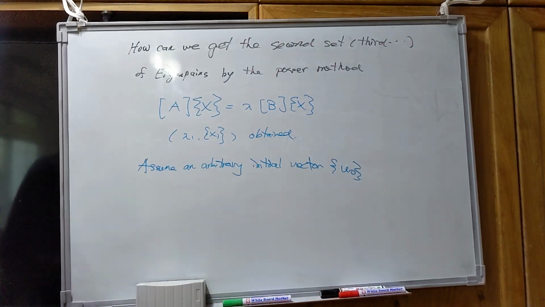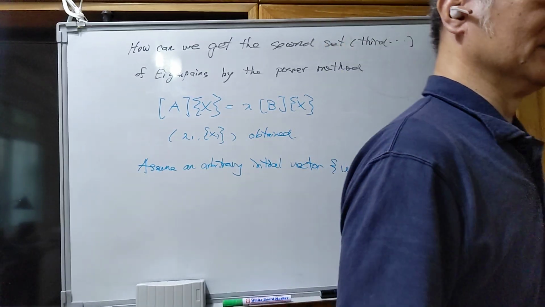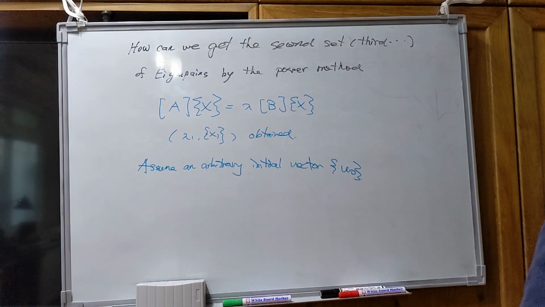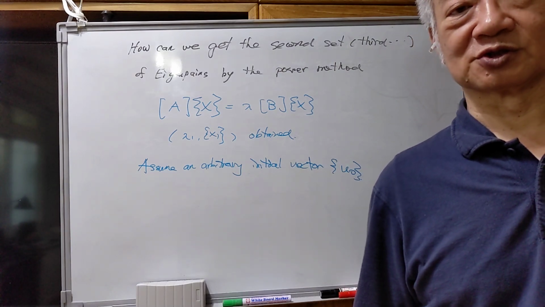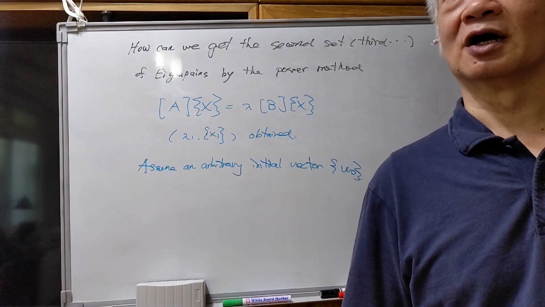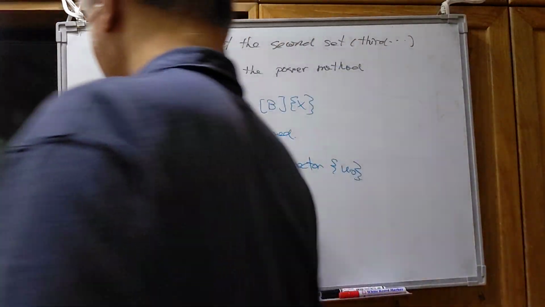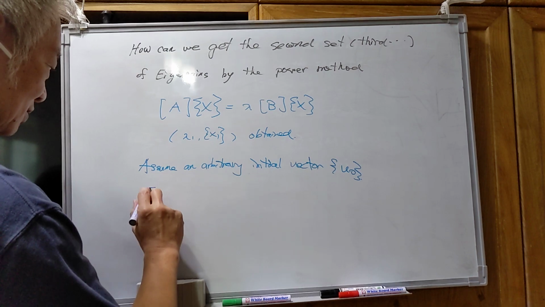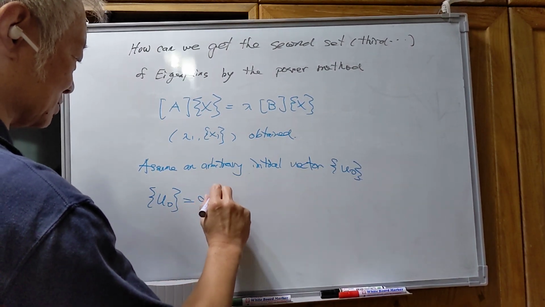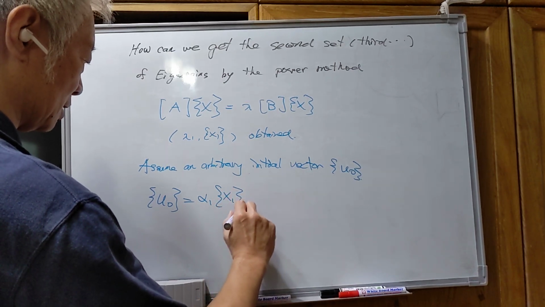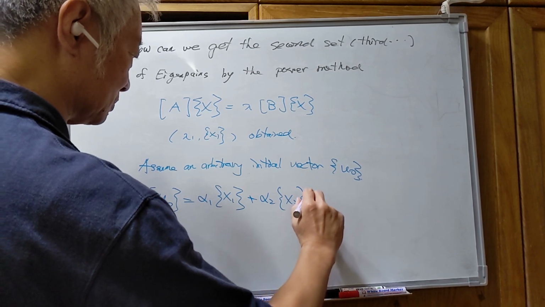Okay, so we can assume an arbitrary initial vector. You can assign any values to the elements of the U0 vector. It doesn't matter. Remember, the U0 vector can always be represented by the combinations of all the eigenvectors.